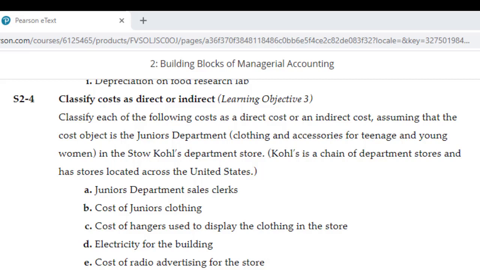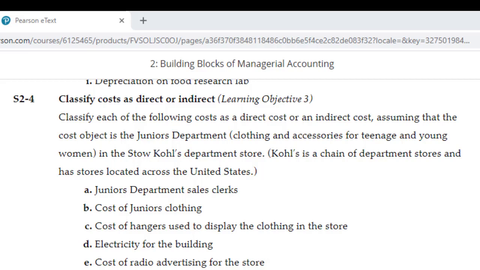Now, before you go about answering any of these questions, before you can tell me if Junior's department sales clerks are direct or indirect, the first thing you have to do is know what the cost object is. That's the first thing in these kinds of questions you have to ask yourself: what is the cost object? In this case, it's the Junior's department. So anything directly associated with the Junior's department is going to be a direct cost. Things that are not directly associated with the Junior's department are indirect costs.